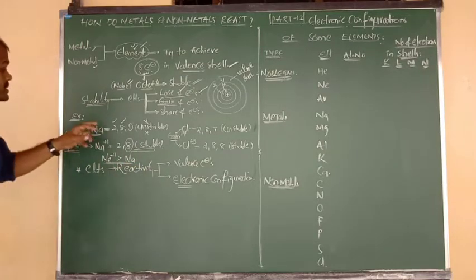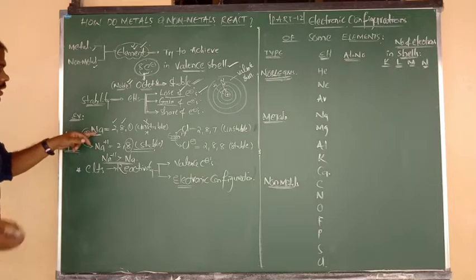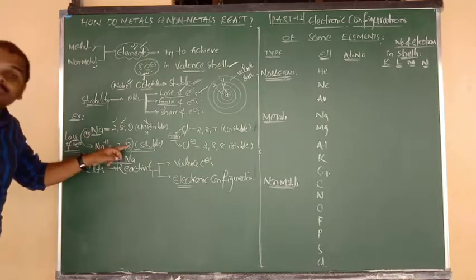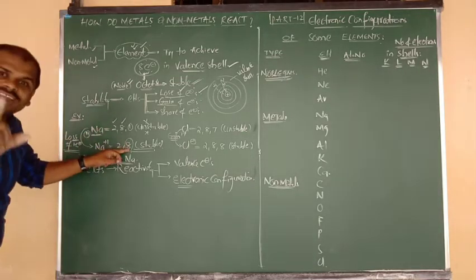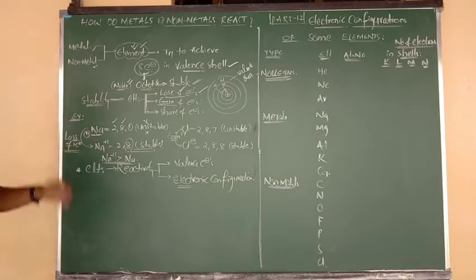Understood? So here sodium attains stability, the 8 electron octet configuration, by losing the electron.